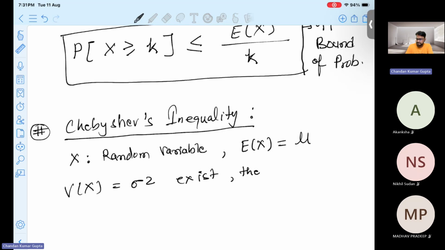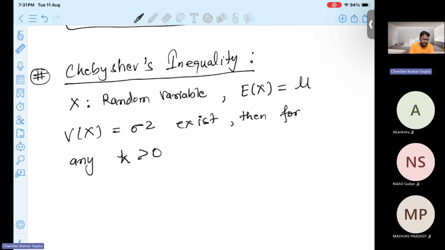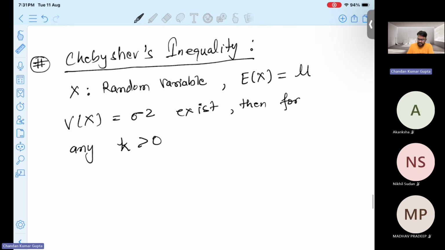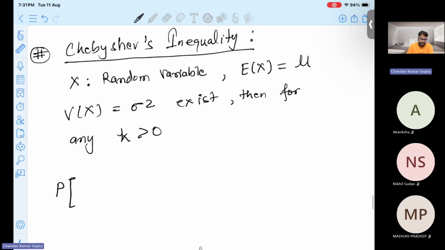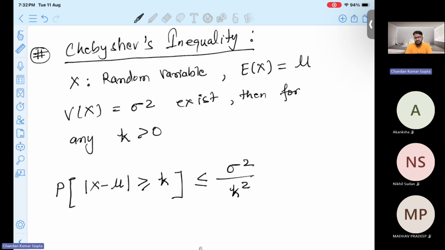Then for any k greater than 0, we have something like this: the probability that the modulus value of x minus mu, the expected value, is greater than or equal to the constant k is less than or equal to sigma square, that is the variance of x, divided by the constant k square. Yes, this is Chebyshev's inequality.